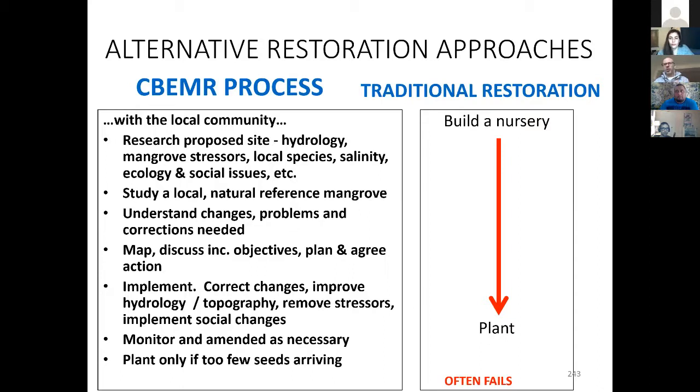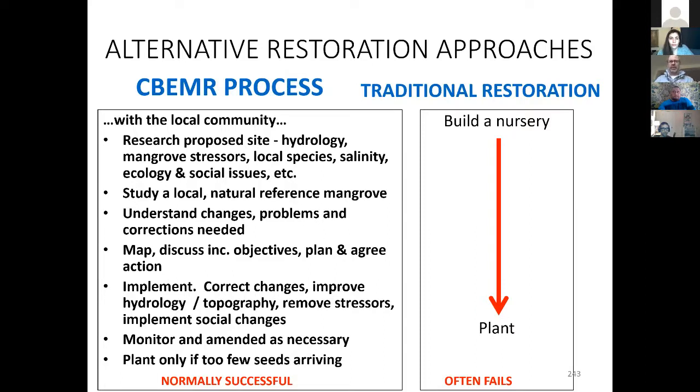As opposed to what frequently happens, traditional restoration, where a team would appear on a restoration site, build a nursery, or buy some seedlings and plant them, without doing this research, without really understanding what the mangrove stresses are, and this often fails, unfortunately. So hopefully our CBEMR process is going to be successful.